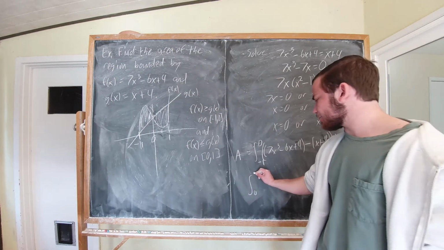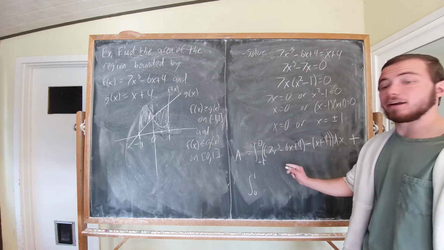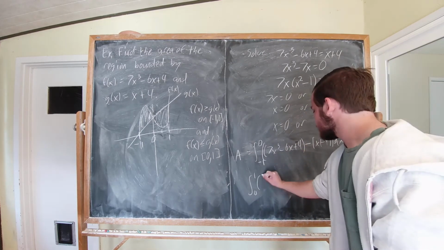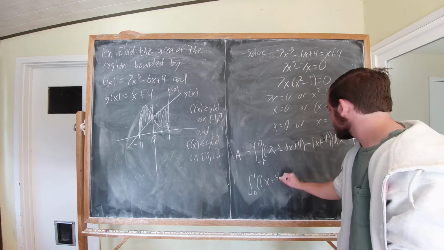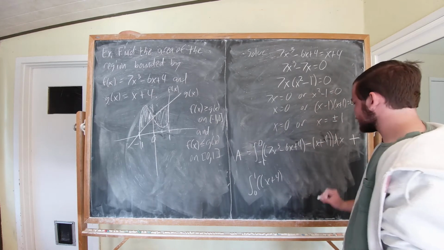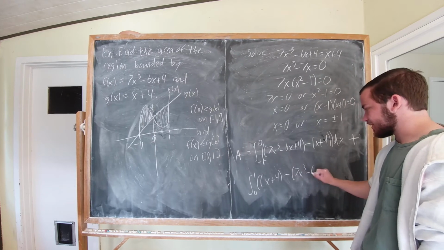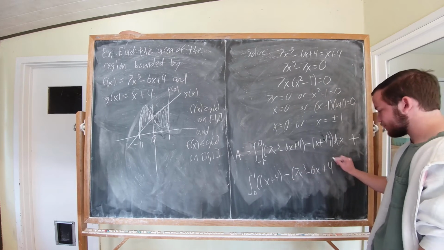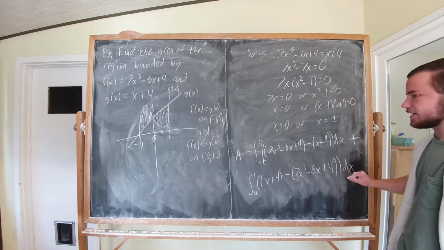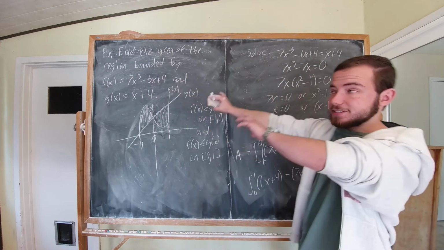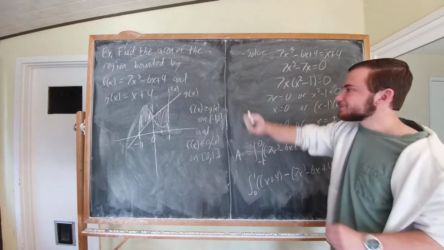All right, so we have the integral from 0 to 1 of g of x minus f of x. So we have x plus 4 minus 7x cubed minus 6x plus 4 dx. Again, I'm going to erase this side, so make sure that you have it all down.